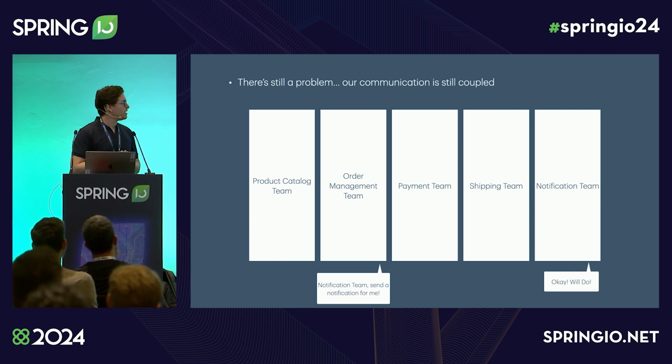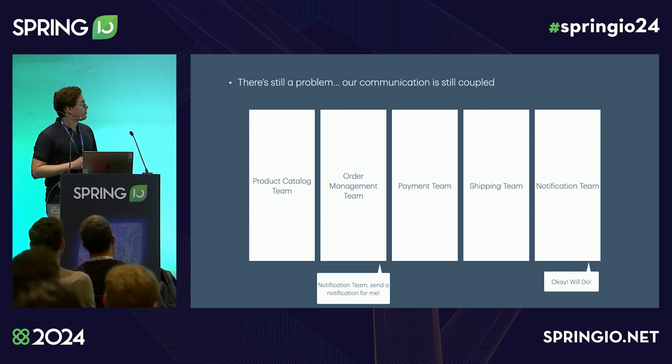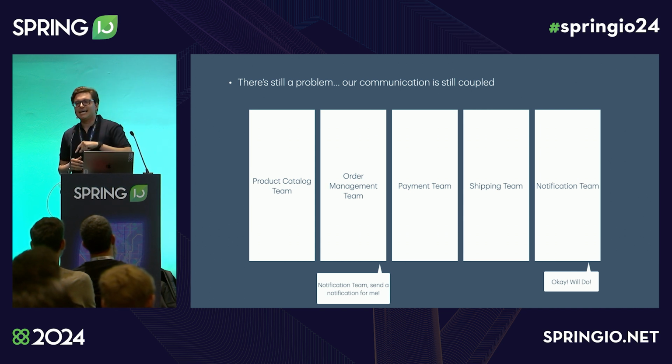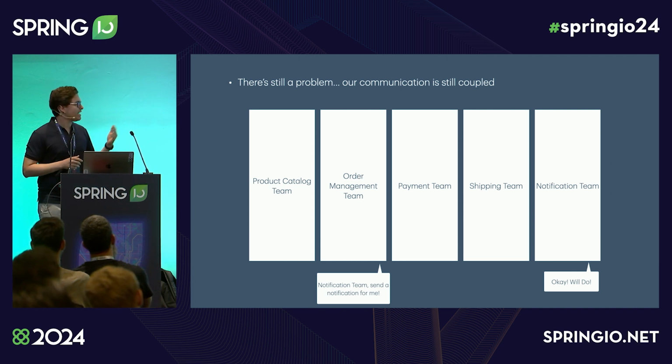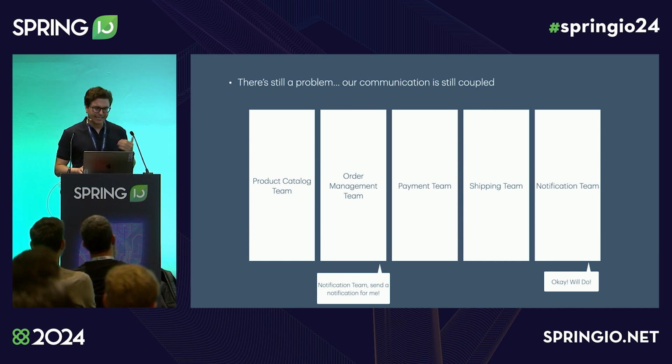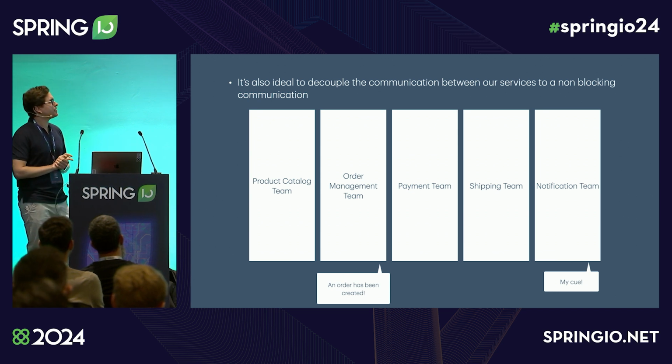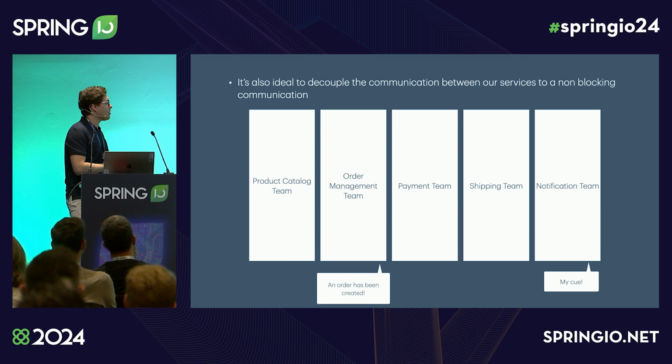blocking communication. And as you can see here, we have the order management team, notification team, send a notification for me. So when an order is created, the order management service needs to contact the notification service and say, hey, send a notification for me. So basically, it needs to have knowledge about the notification service and how it works, right? But we want to change this paradigm as well, or shift this way of communication as well, and we want to move towards non-blocking communication.